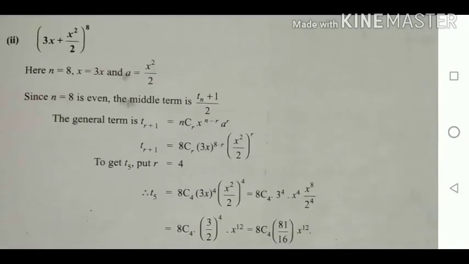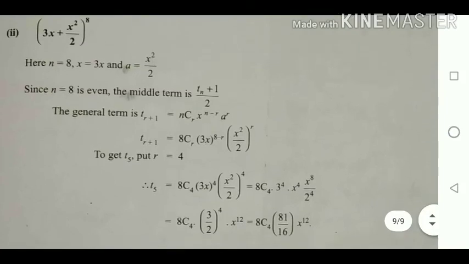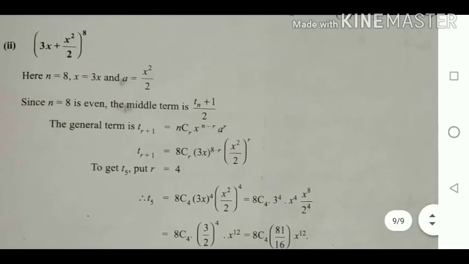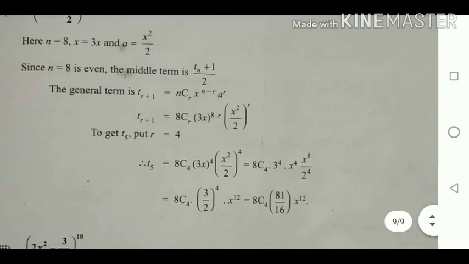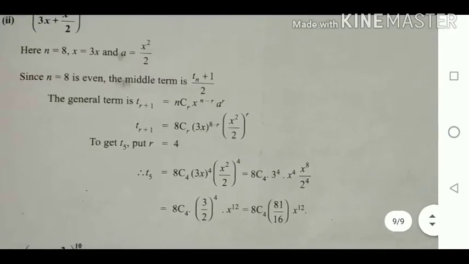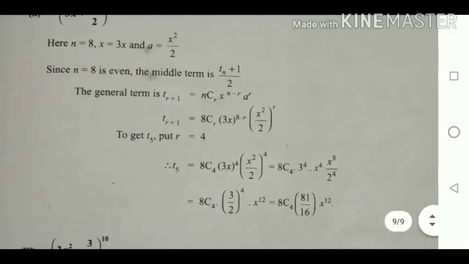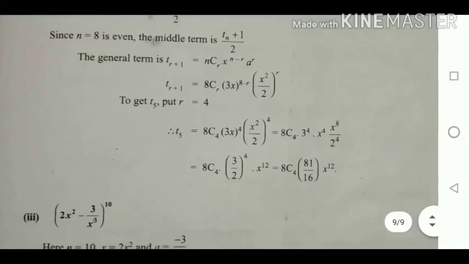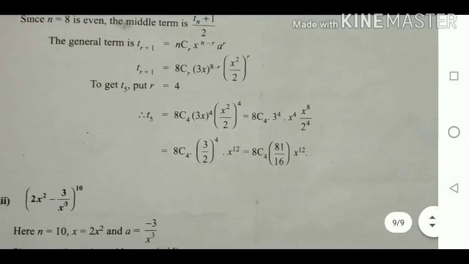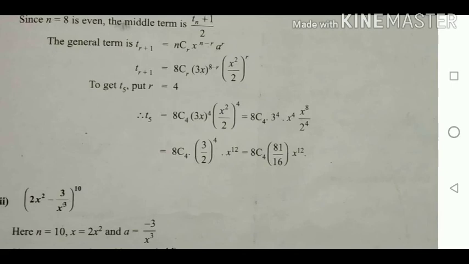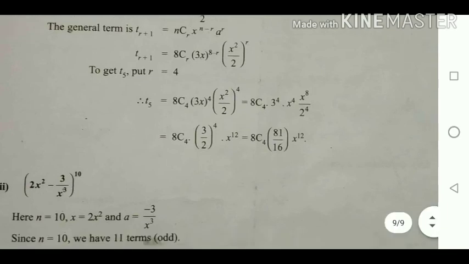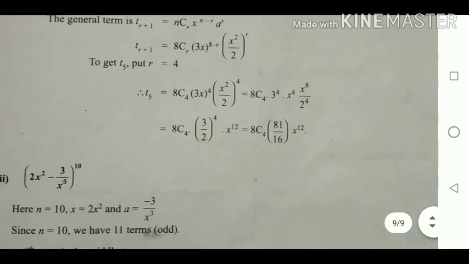Okay, next sum, the same model. Here the number of terms is 8, so n equal to 8, x equal to 3x and a equal to x square by 2. So n is an even number, so we are getting only one middle term, that is T5. For T5 we put r equal to 4. So T5 equal to 8C4 (3x) whole power 4 (x square by 2) whole power 4. We are getting the answer 8C4 81 by 16 x power 12.